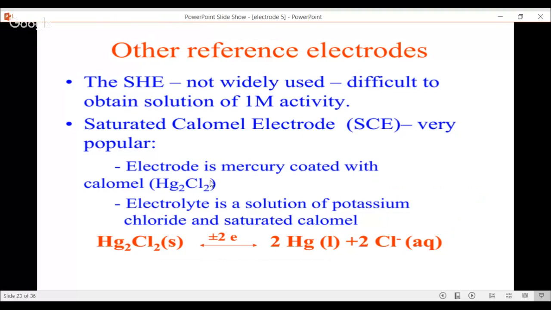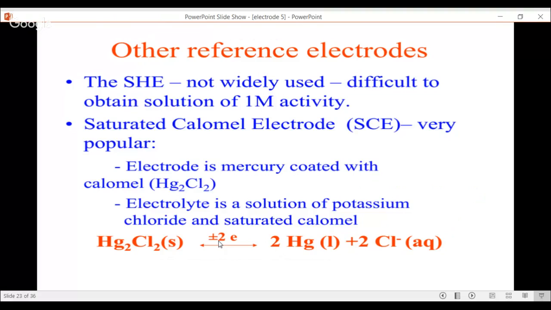Well, calomel means Hg2Cl2, single electron transfer. Electrolyte is a solution of potassium chloride and saturated calomel. So Hg2Cl2 solid, two electrons are exchanged, then two mercury will be there. It's a single electron transfer, but there are two mercury atoms. That is why two electrons are there, and two Cl minus. This is the equilibrium reaction that takes place in the electrochemical calomel electrode.